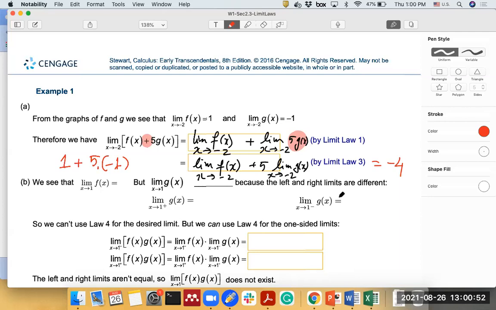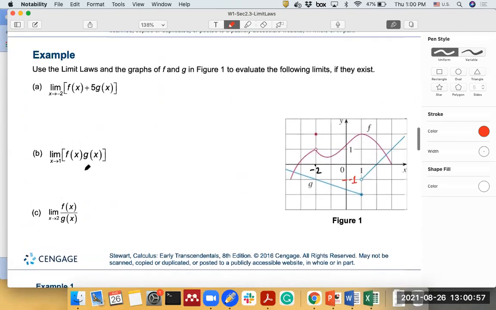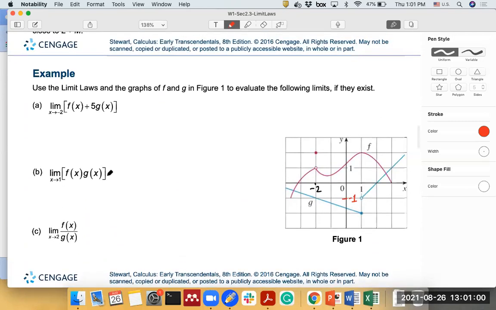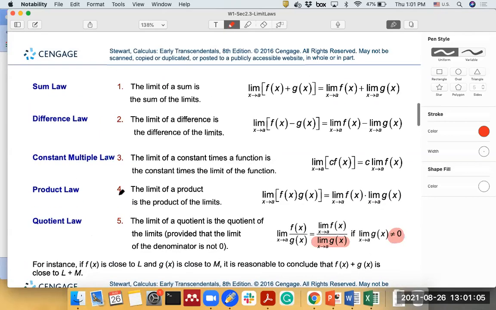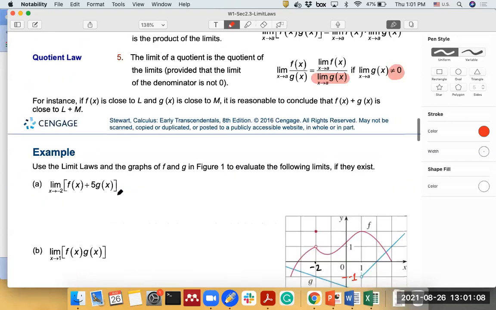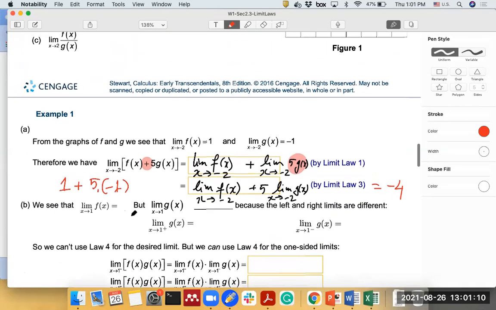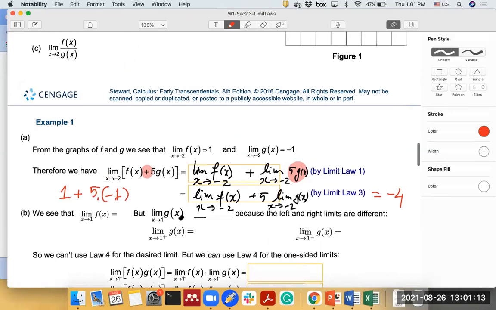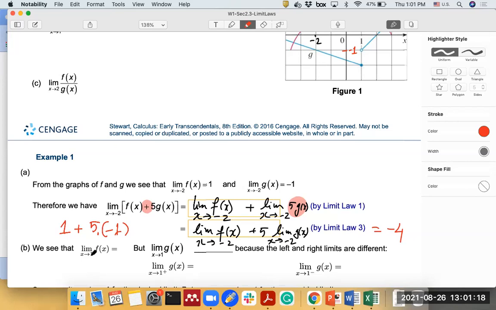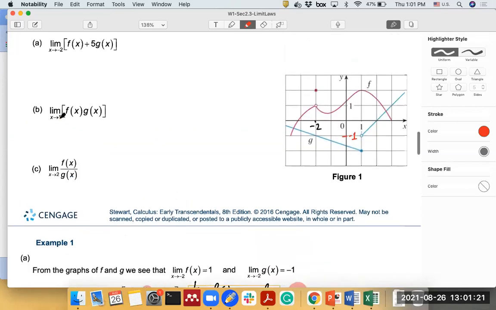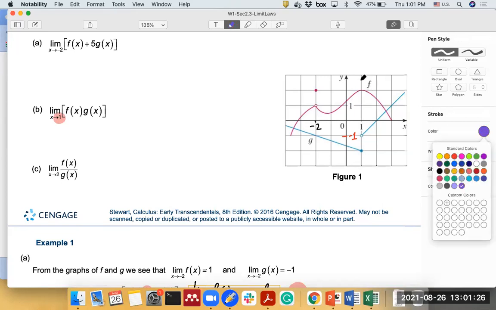Good. Then the next one. Oh, the next one is tricky. We need to compute the limit of a product. So look at this. Which rule should we use? The product law, right? It is a product. But before doing that, we see that we're looking for the limit at 1, right here. Double check it. At 1, it means that at this line, when x is equal to 1.